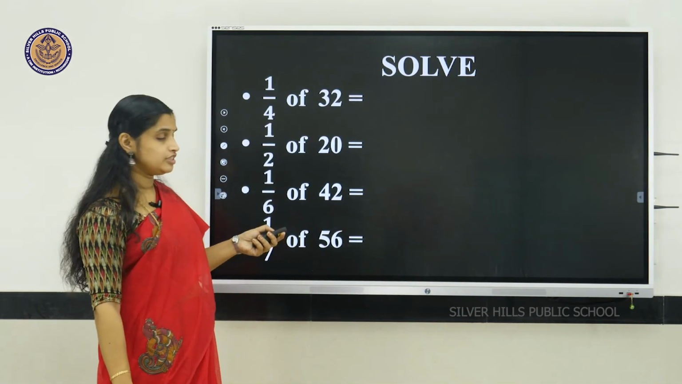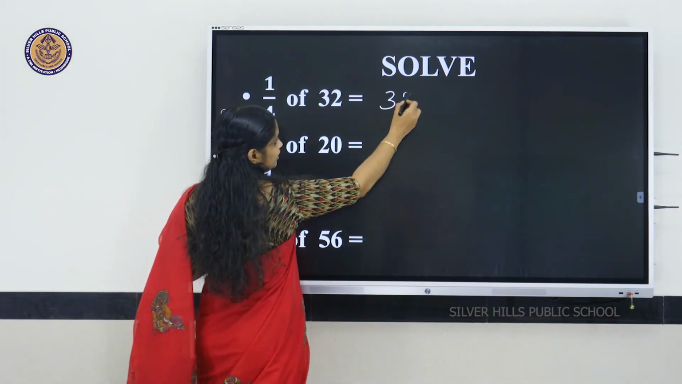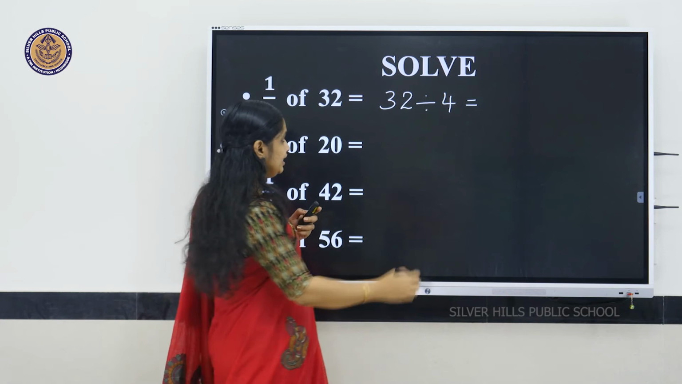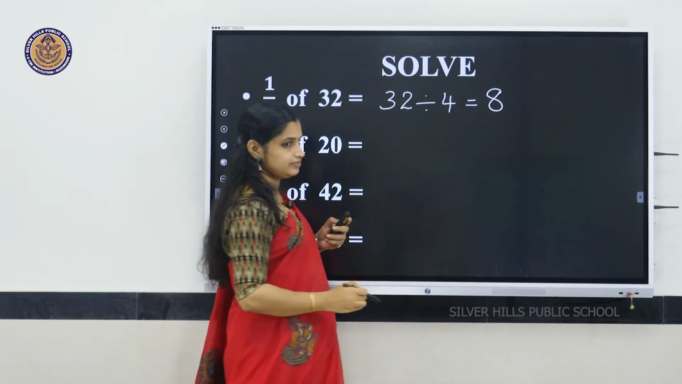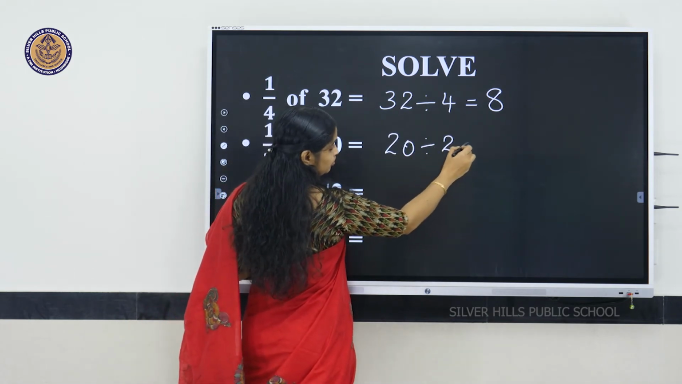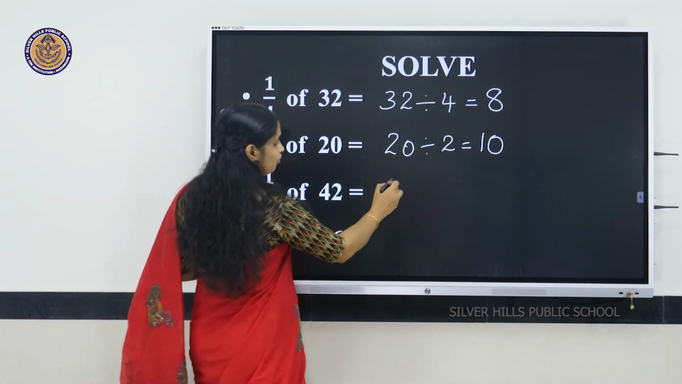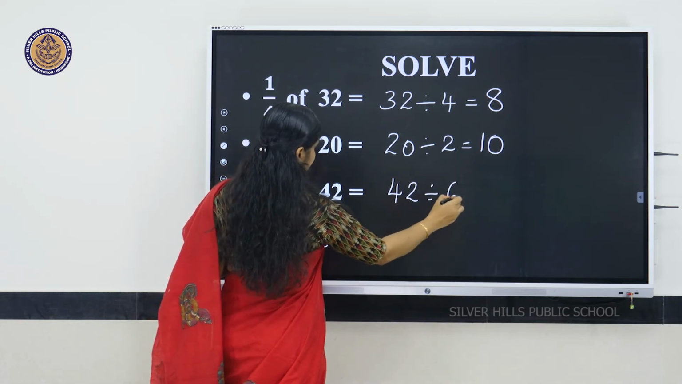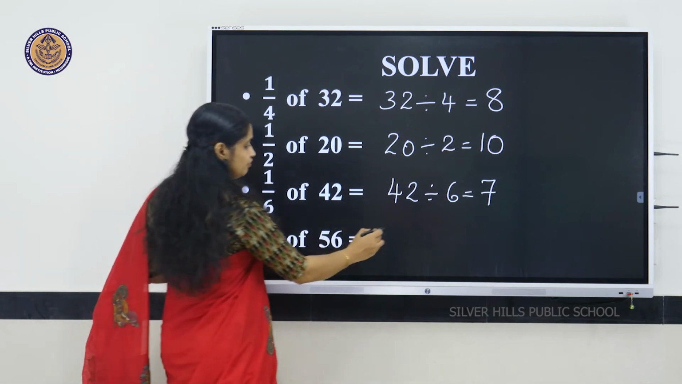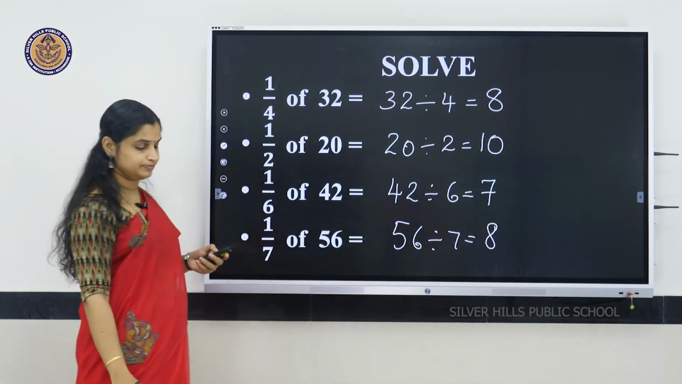Okay. Now let us solve this. What is 1 by 4 of 32? We have to divide 32 divided by 4. 32 by 4 will get 8 as the answer. Now what is 1 by 2 of 20? 20 divided by 2 will get 10 as the answer. Now what is 1 by 6 of 42? 42 divided by 6 will get 7 as the answer. Now what about 1 by 7 of 56? 56 divided by 7 will get 8 as the answer.